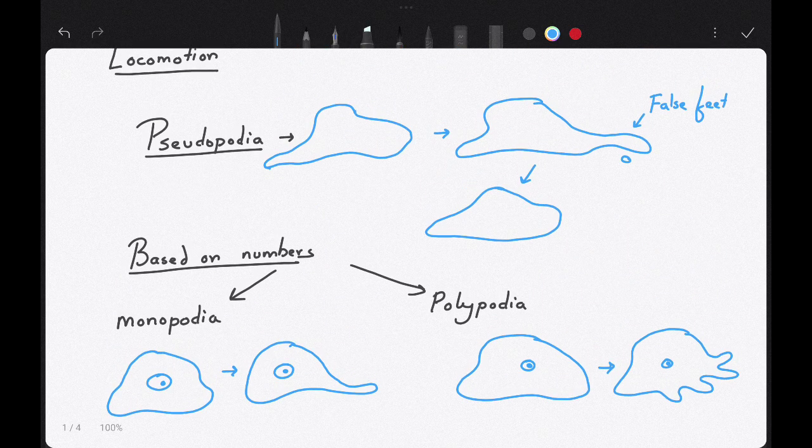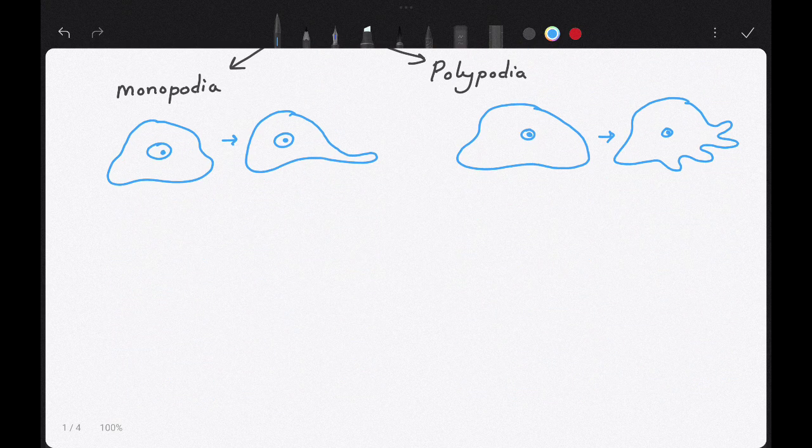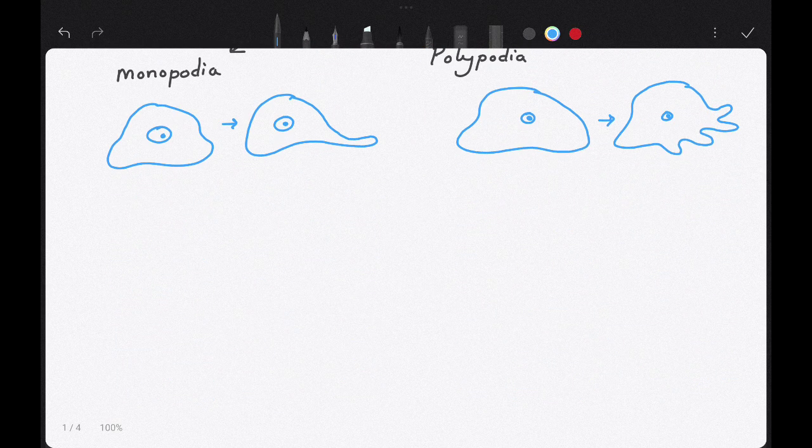So what we have learned about pseudopodia is that these are false feet and they are of two types based on the number of pseudopodia formed: monopodia and polypodia. Now we have to learn about the types based on structure of pseudopodia. These are of various types based on structure.